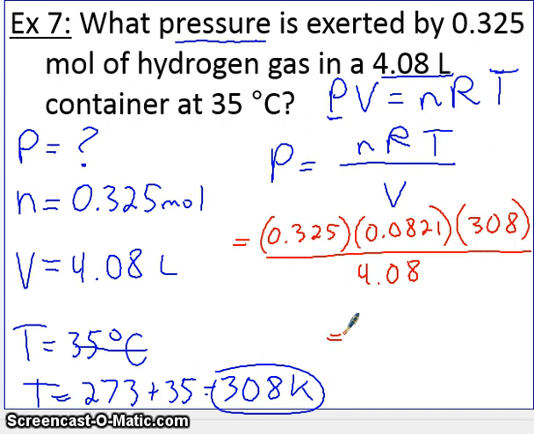Now we have 3 sig figs, which is fine, so 2.01. Question is, what would the unit be? We're solving for pressure, so the unit would be atmospheres, because R is defined in ATM.